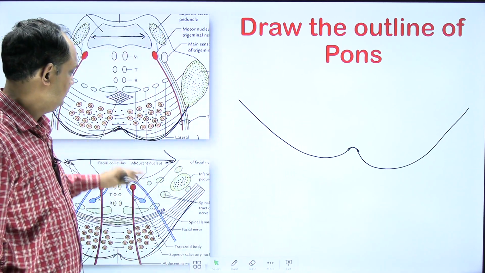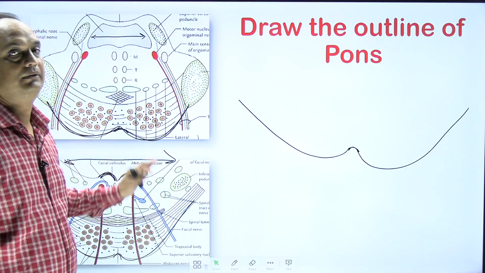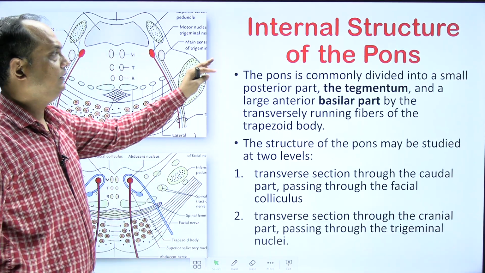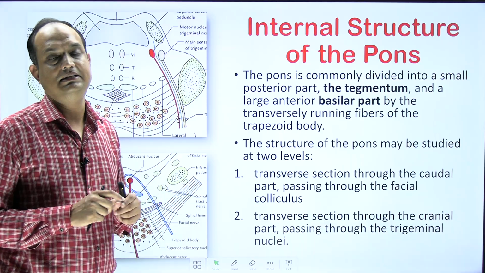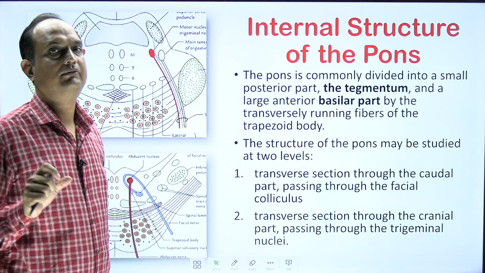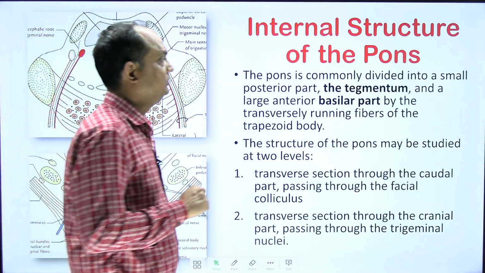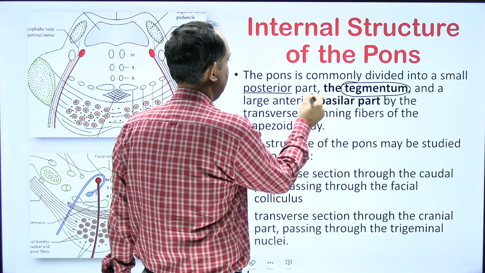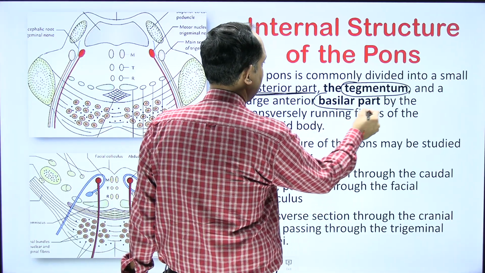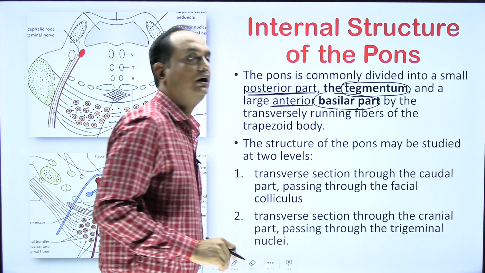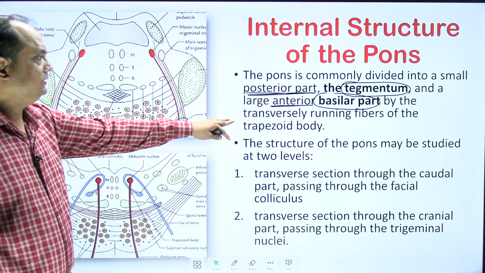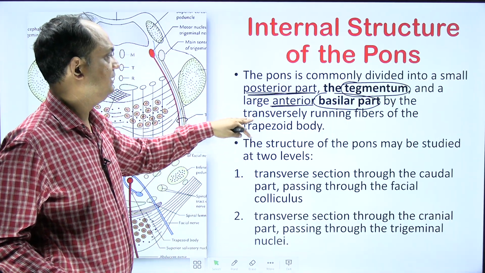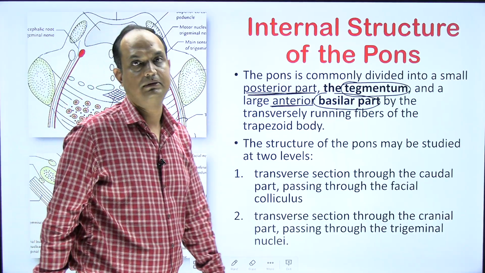So my dear students, when you are drawing the section, first you should have the basic idea about the outline of the section. Now what you have to draw inside these sections. You should have the basic idea that we divide the pons into two parts. One is known as the tegmentum. Now the tegmentum is the posterior area of the pons, and the basilar part is the anterior area of the pons. Clear?